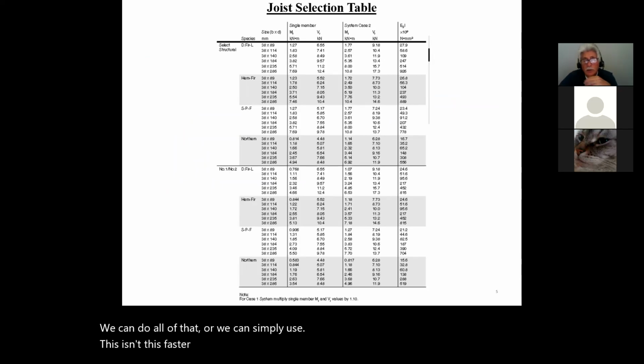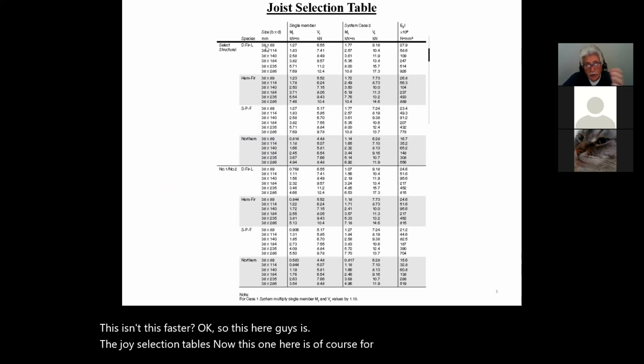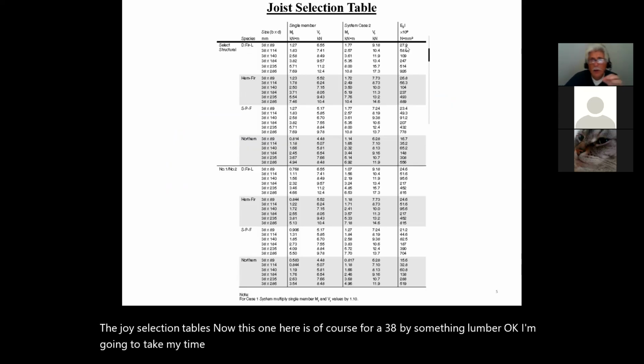So this here, guys, is the joist selection tables. Now, this one here is of course for a 38 by something lumber. I'm going to take my time here because this is something important, so first of all, let me just talk.